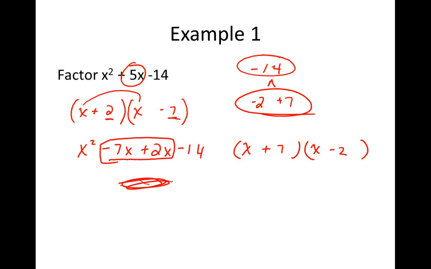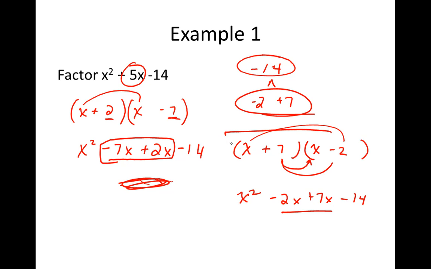So we can have a plus 7 and minus 2. And again, let's check this out. X squared, and then x times negative 2 is a negative 2x. 7 times x is a positive 7x. And then 7 times negative 2 is a negative 14. Add those together, we get our 5x. So this is the factoring: x plus 7, x minus 2.